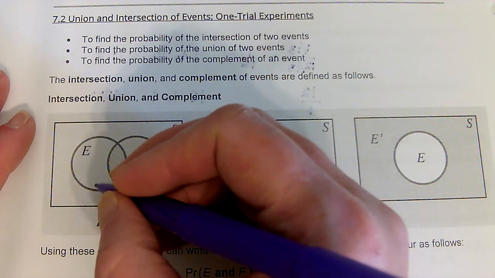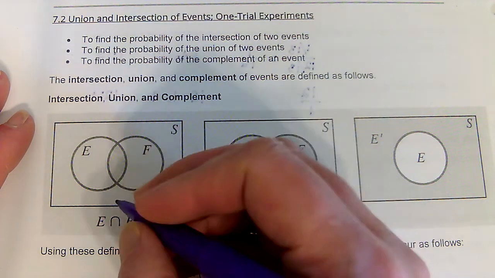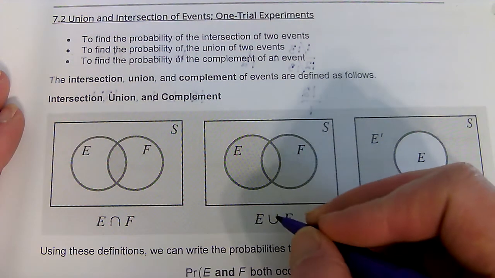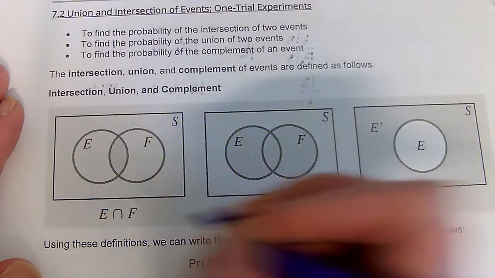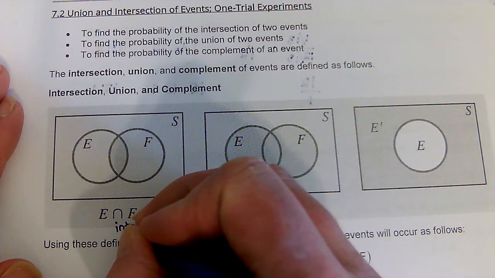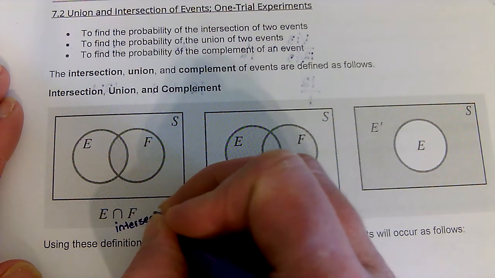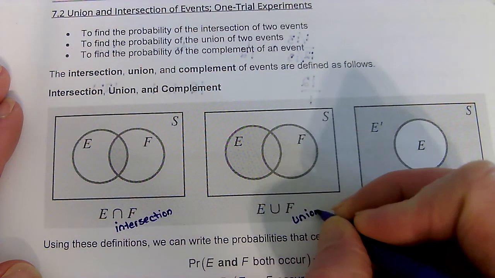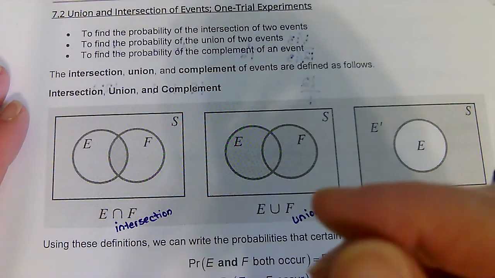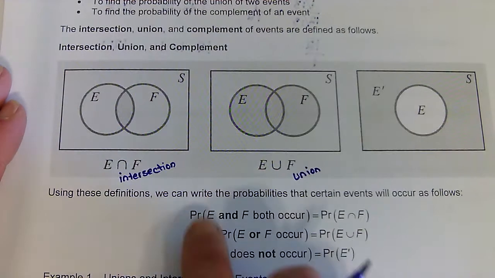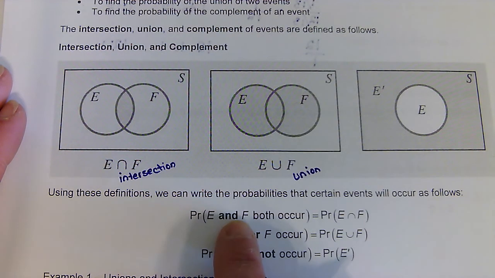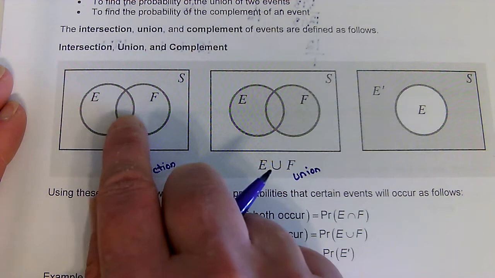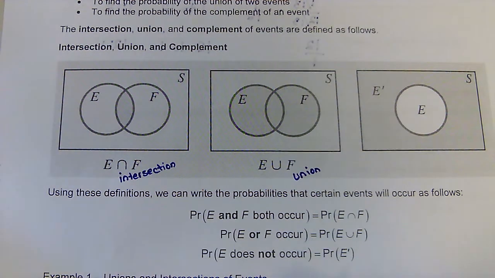this symbol means the intersection. So we're talking about the intersection. This symbol means union. So let's write those down. This is intersection. And this is union. So if I'm talking about E and F both occurring, I'm talking about that intersection where they're crisscrossing, where they're both happening at the same time.